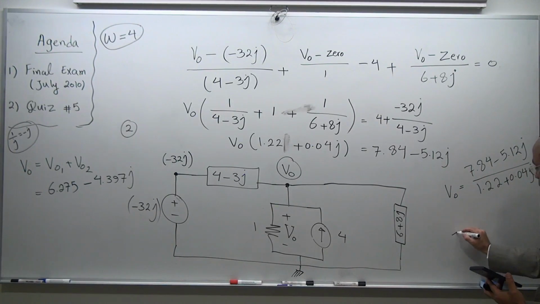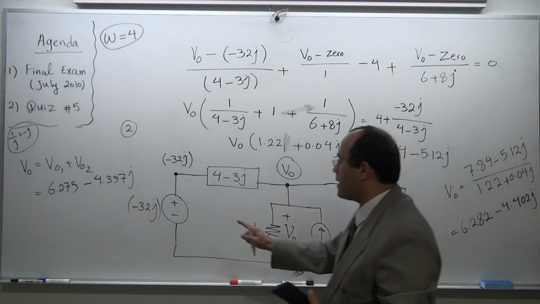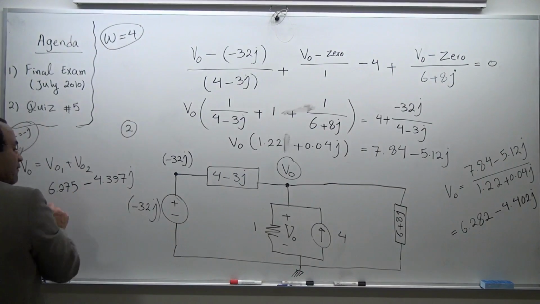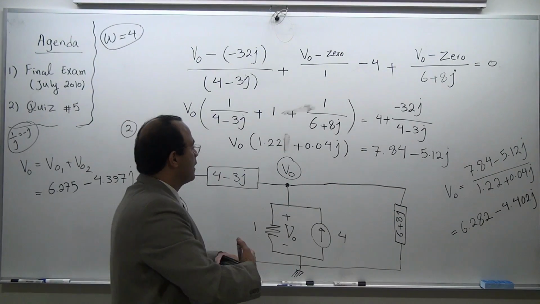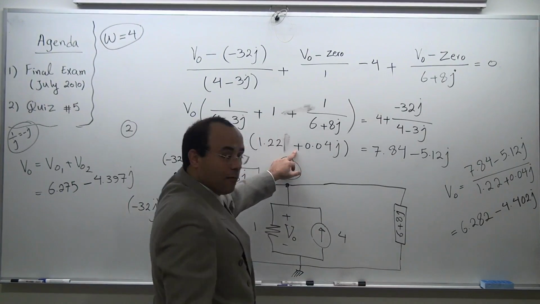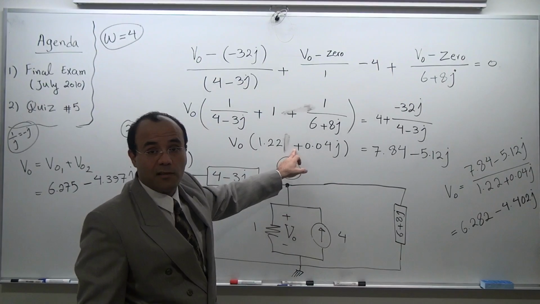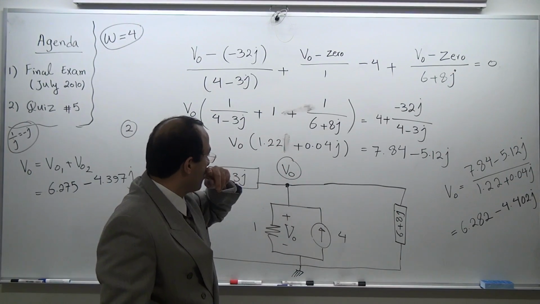I'm going to get equal to 6.282 minus 4.402j. Still, you see, a matter of small variations that is acceptable. The reason my error wasn't too big, as one of the attendees just pointed out to me, is that this is supposed to be plus. I made a mistake on that part. It's supposed to be plus, and I made it minus.